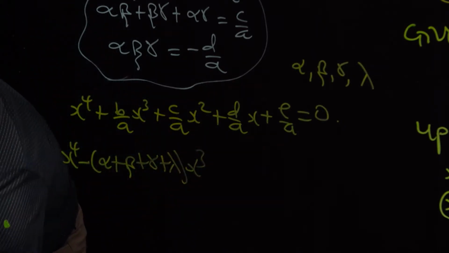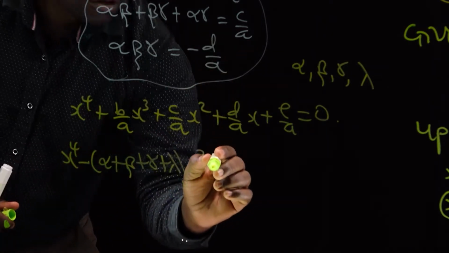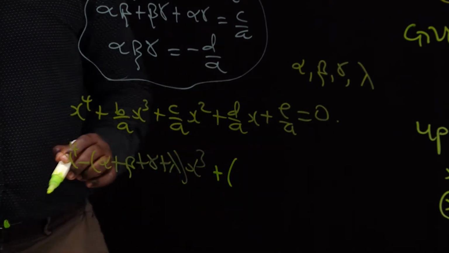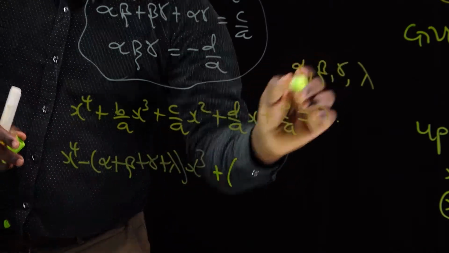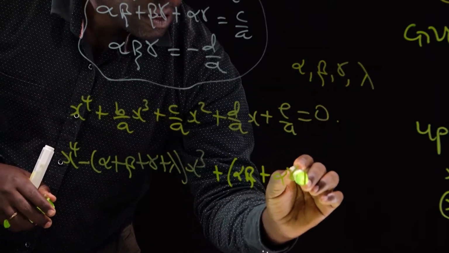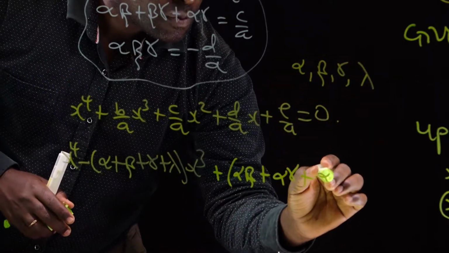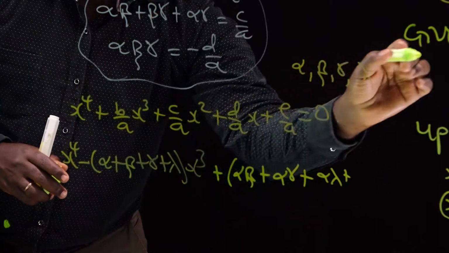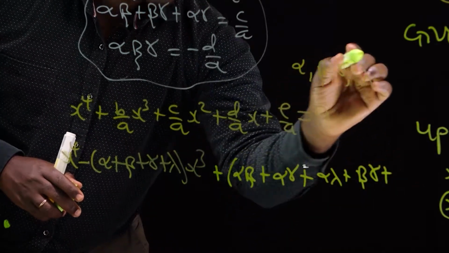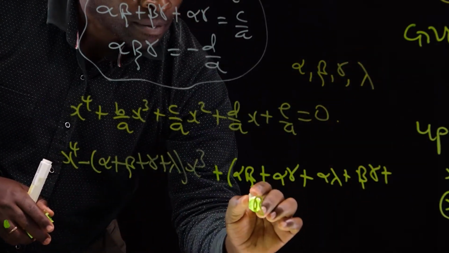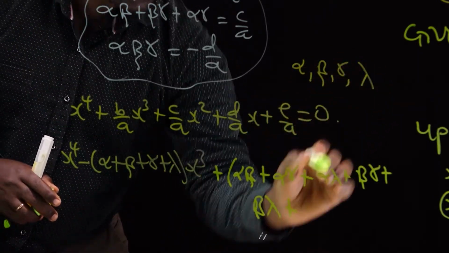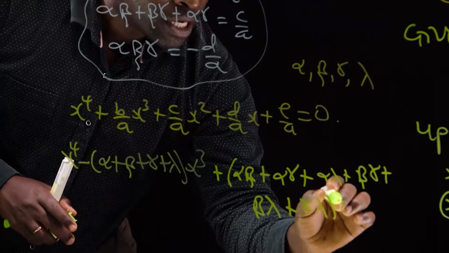In the same way, we could be arranging here, this is going to become plus the sum of pairs. So sum of pairs takes 2: alpha beta plus alpha gamma plus alpha lambda, plus, this time beta comes first, beta gamma plus beta lambda. So beta is done, plus again gamma lambda, this one x square.